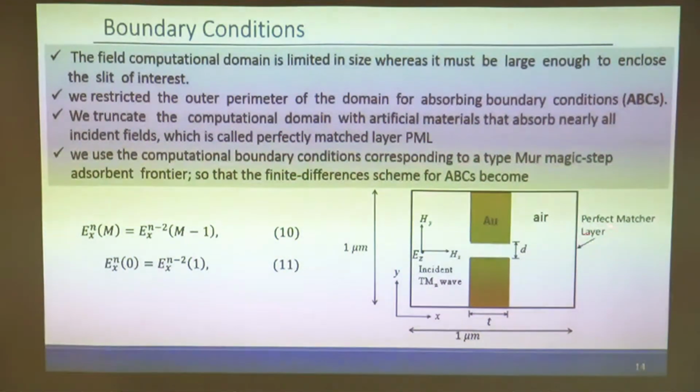We restrict our perimeter by absorbing boundary conditions that are called ABCs. Actually, I'm using perfectly matched layers, that is, they are using a material that absorbs nearly all the incident field. In particular, I'm using this type of more magic step absorbent frontiers. This is for the right, this is for the left.